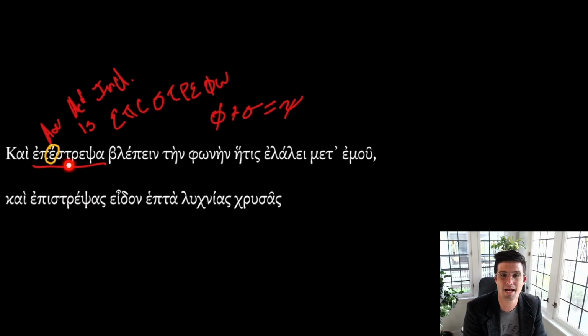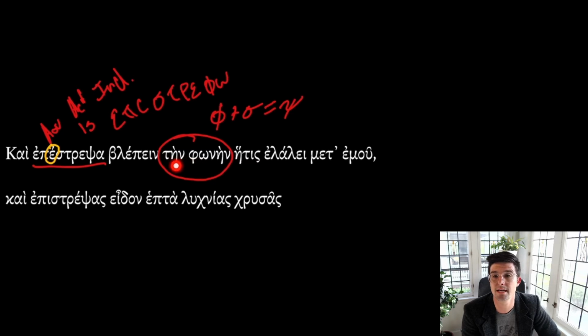So as an aorist active indicative, we're going to translate this, and I turned to see, blepein. This is a present active infinitive. Remember, infinitive is just the pure idea of the verb, to do whatever. Blepein, so to see. And what is seen, the object of the infinitive here, is tein phonein, to see the voice.